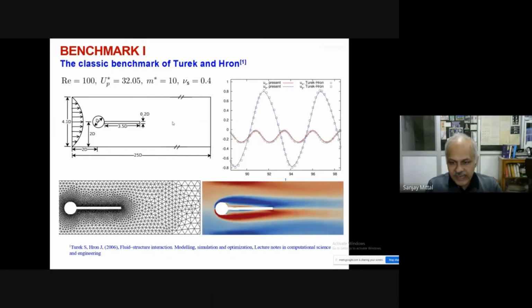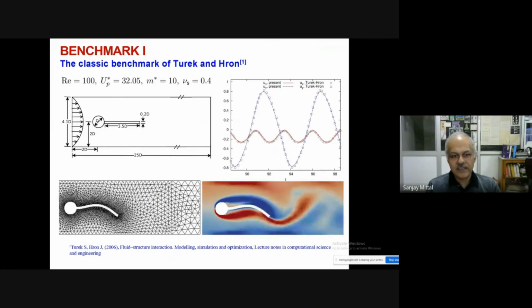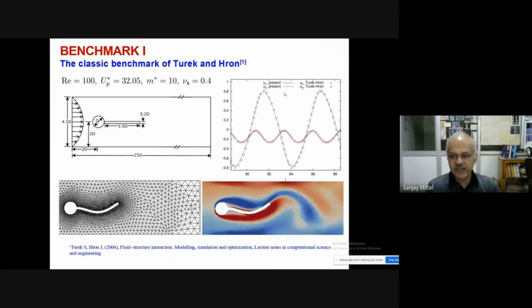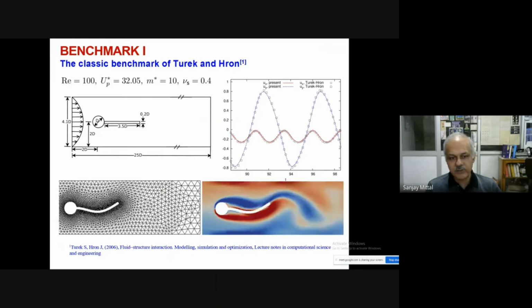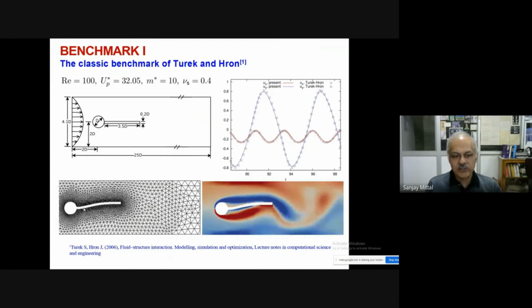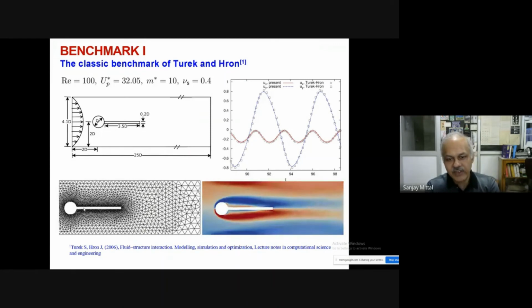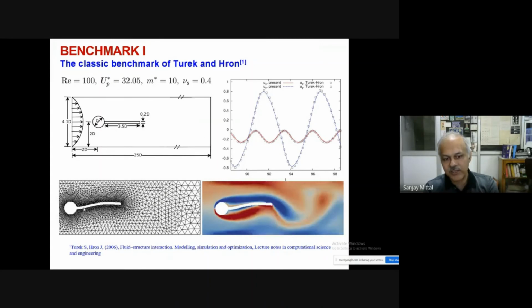Okay, so before that, we tried to do this benchmark problem for the Turek and Hron, and you can see there's a fairly good agreement between the data from them and what we computed. So there was some reliability of the code that was established. And we also tested our mesh moving scheme. So now the challenge is that on the fly, you have to solve the fluid and structures, so they feed into each other. And then the mesh also distorts along with the geometry.